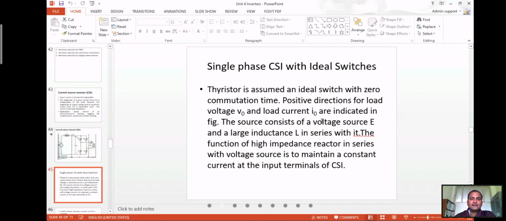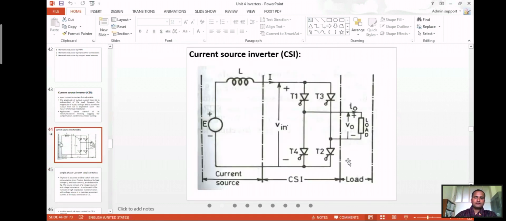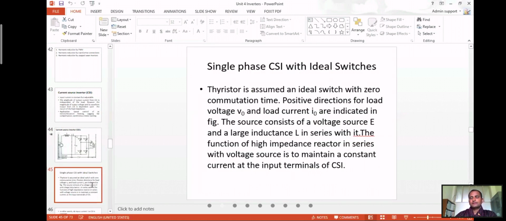We assume the thyristors are ideal switches with zero commutation times. Positive directions of voltage and currents are indicated in the figure. The source consists of the voltage source E and the large inductance in series, functioning as a high impedance reactor in series with the voltage source, to maintain a constant current at the input terminal of the CSI.